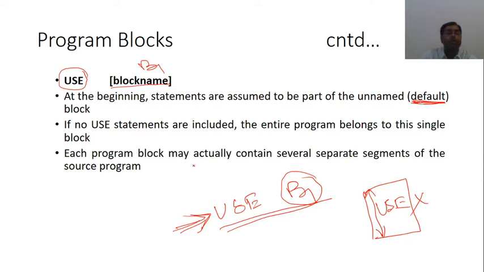Each program block may actually contain several separate segments of the source program. That means some part of the source program will be written in block 1, some part in block 2, and some part in block 3. It depends upon the number of blocks that are written in the program by using the USE statement.